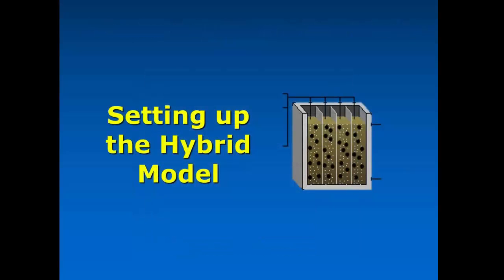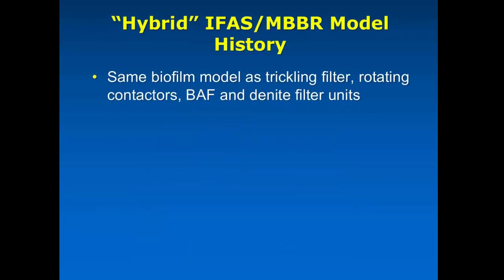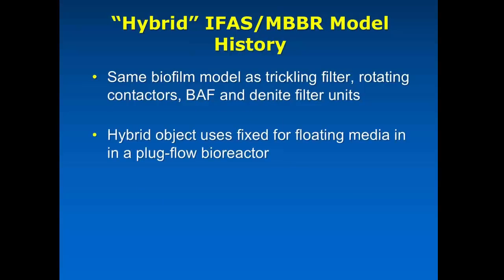Okay, so what I'm going to do is run through some of the details that are specific to the hybrid object first, and then show you a quick demonstration. Then I'll come back and talk about the trickling filter afterwards. So when you're setting up the hybrid model, as I mentioned, it's the same biofilm model that's in all of the other types, except that it's been configured hydraulically for basically a plug flow tank. It's essentially the same model in terms of the way that it's set up for its aeration and for the internal recycles and so on, as you would have for a plug flow bioreactor.